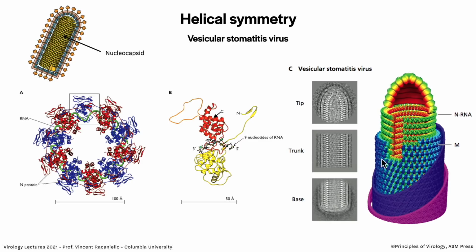And this is an unusual virus because one end is a tip, looks like a bullet. The middle is the trunk, and the end is the base, which is flat. And the N-RNA complex winds around for all this. And at the very end, it does some weird things to make it a closed end. And then there's another protein on top of it, the M protein, and then the envelope.